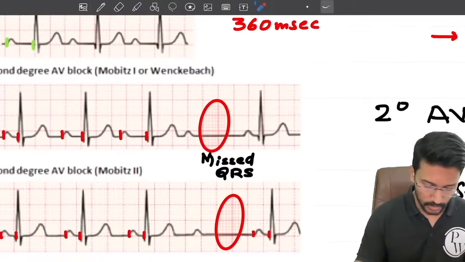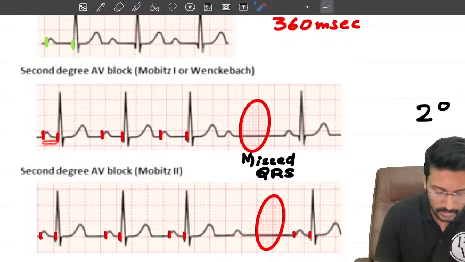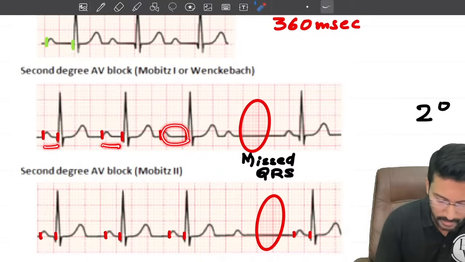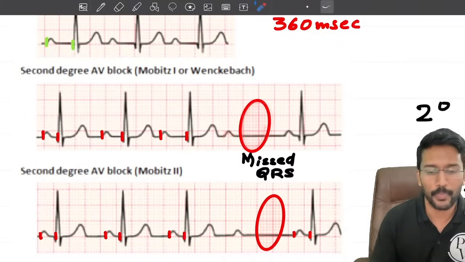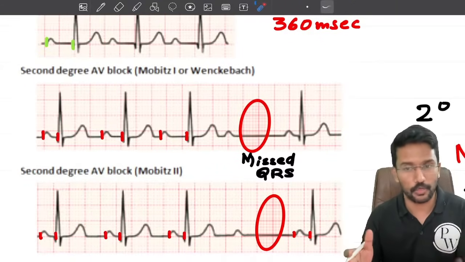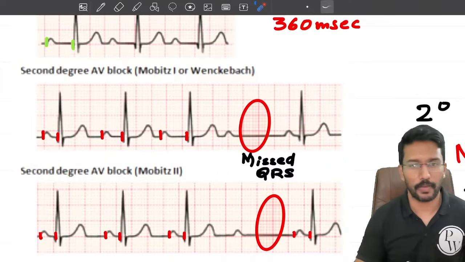Okay. So here is one image where you can see that the PR interval is progressively increasing. Here it is 5 small squares, here it is 6 small squares, it becomes 7 small squares. So it is progressively increasing, and then we have a P wave which did not culminate in a QRS. There is a missed QRS. Serially increasing PR interval with a missed QRS is Mobitz type 1, also called the Wenckebach phenomenon.